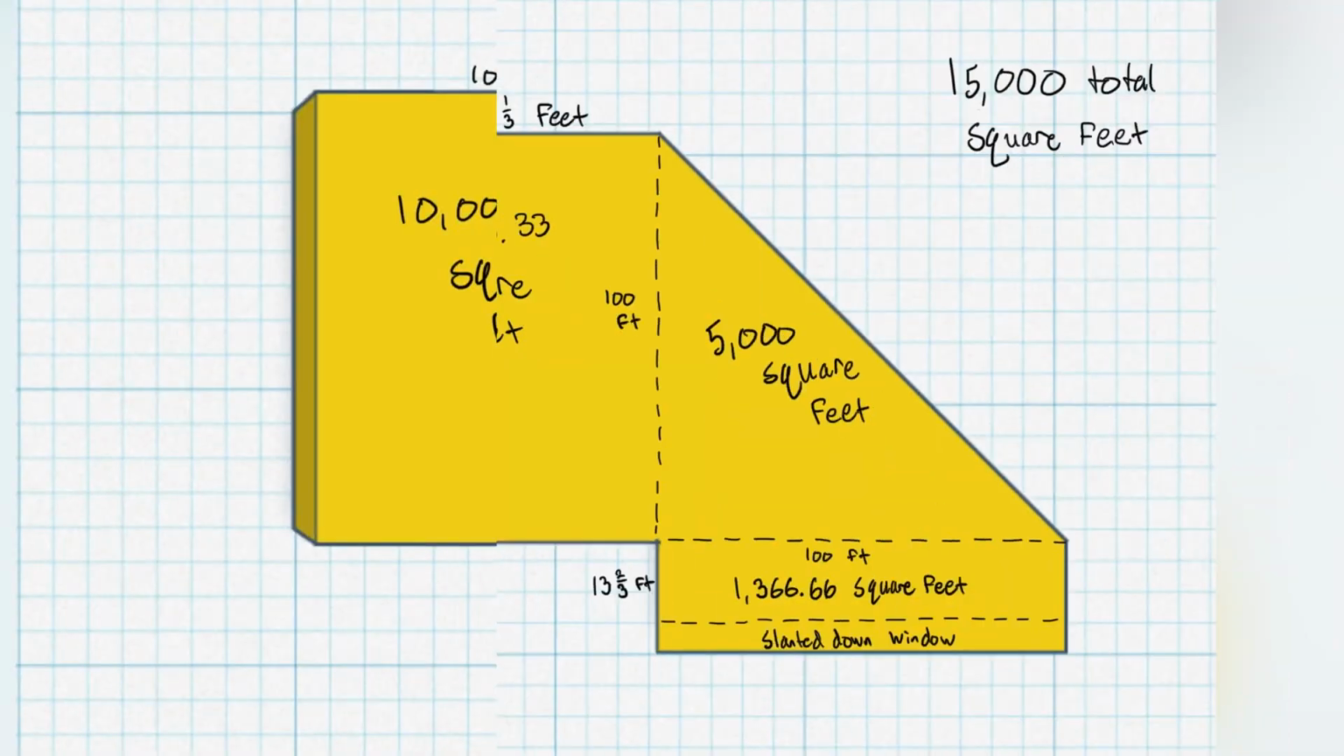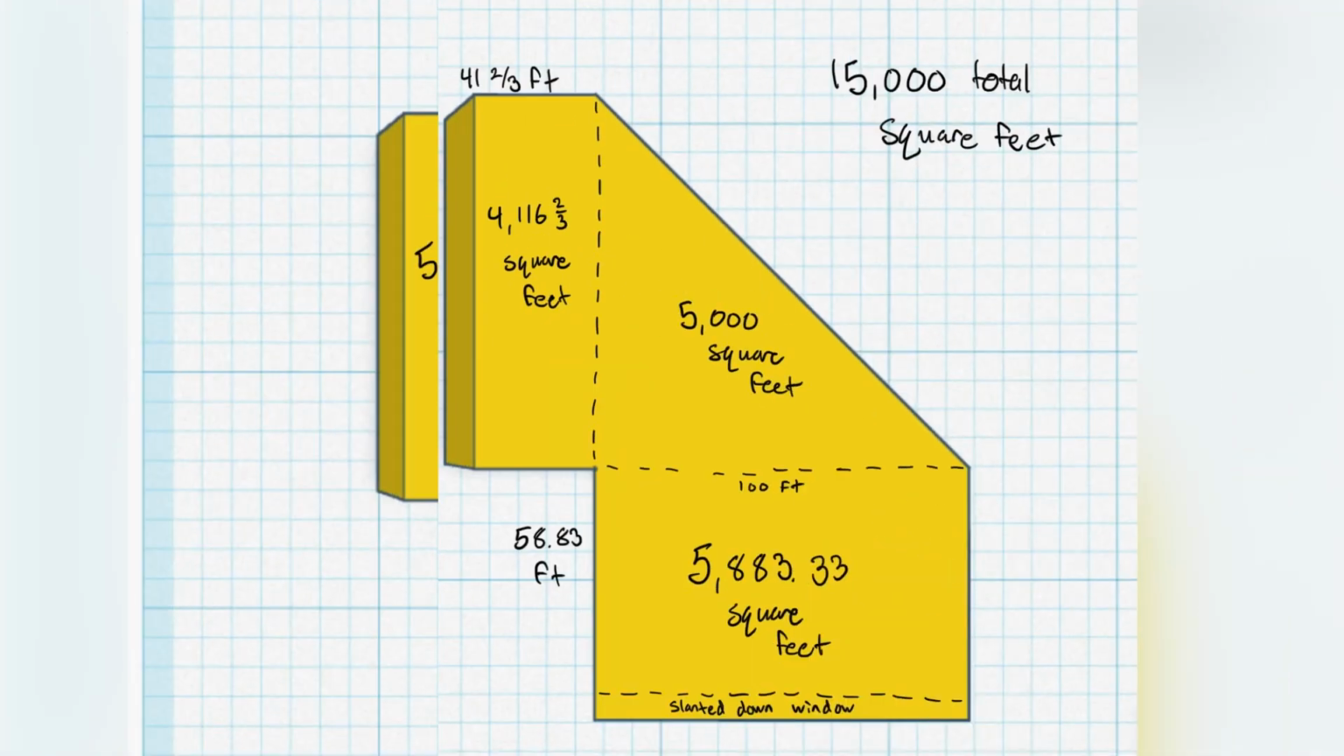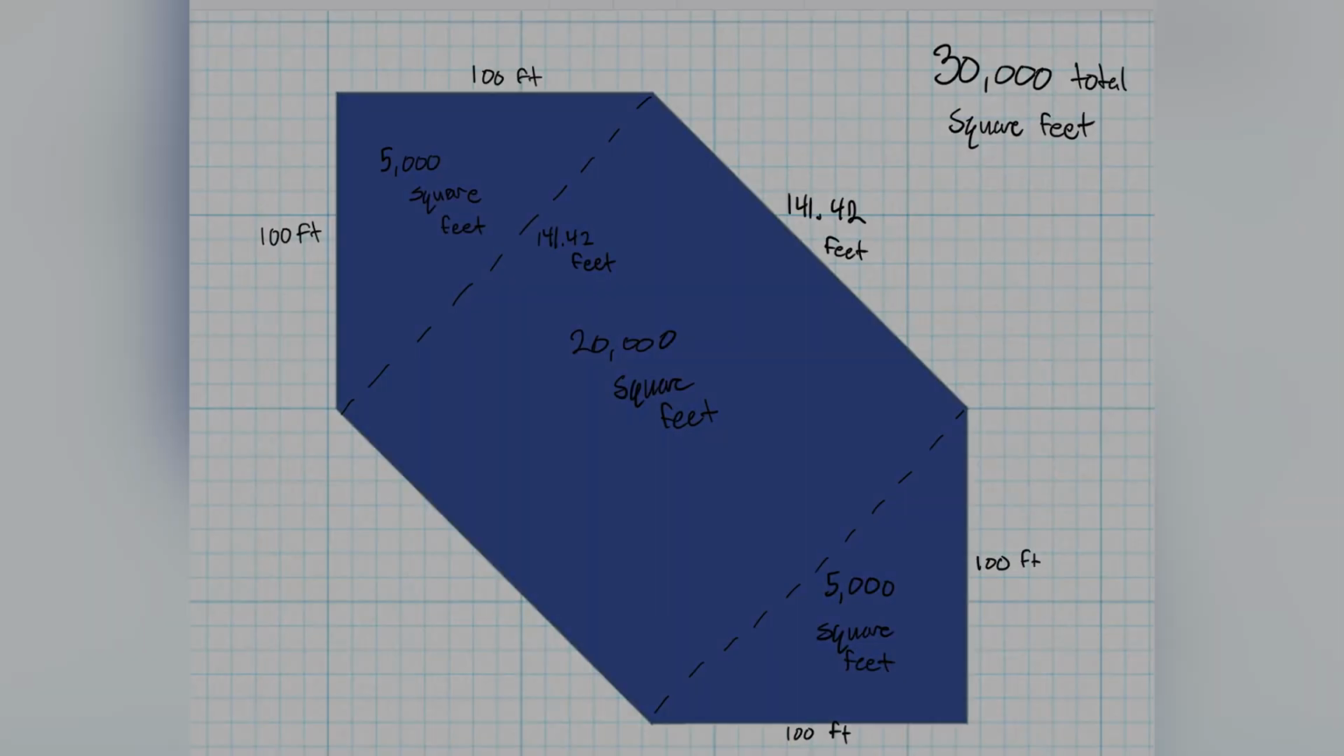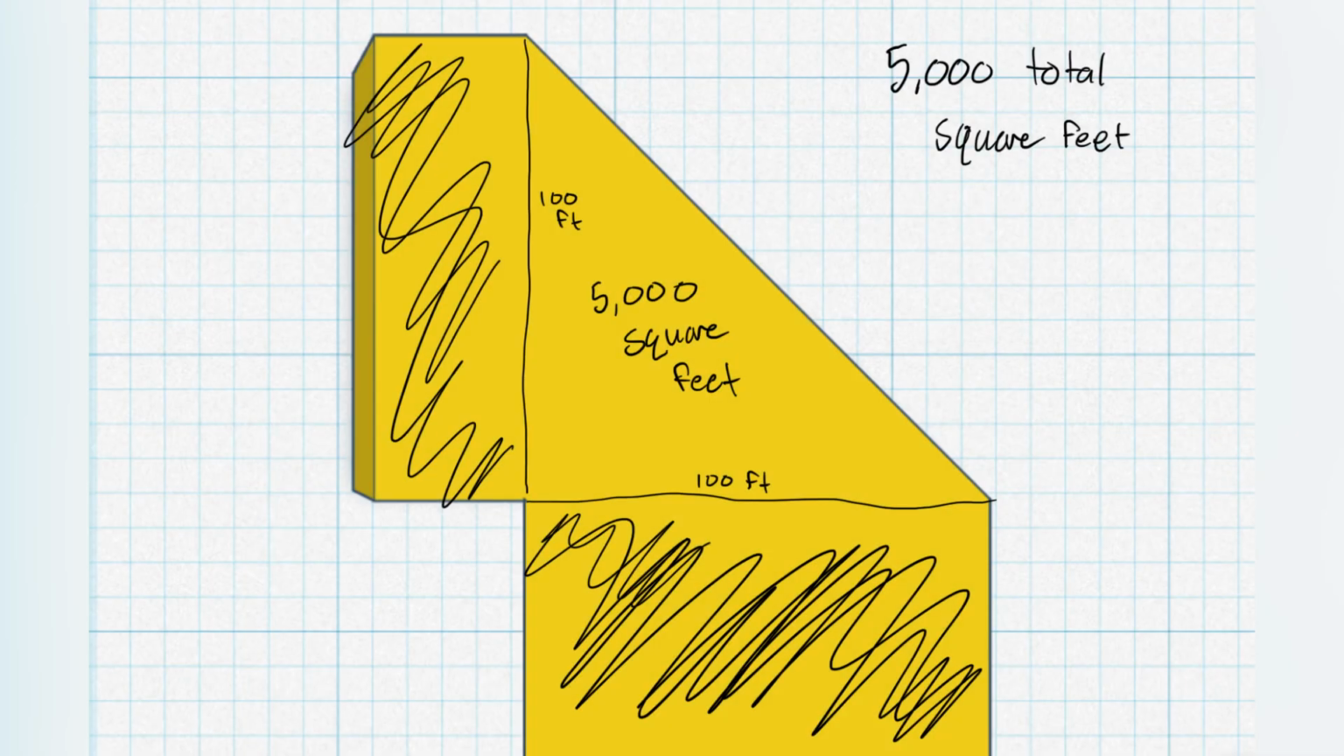Each of the floors are L-shaped, with 25-foot ceilings and 15,000 square feet of floor space, except for the bottom 8 floors, which are hexagonal with 30,000 square feet of space. Finally, the outdoor spaces have a square footage of 5,000 square feet.